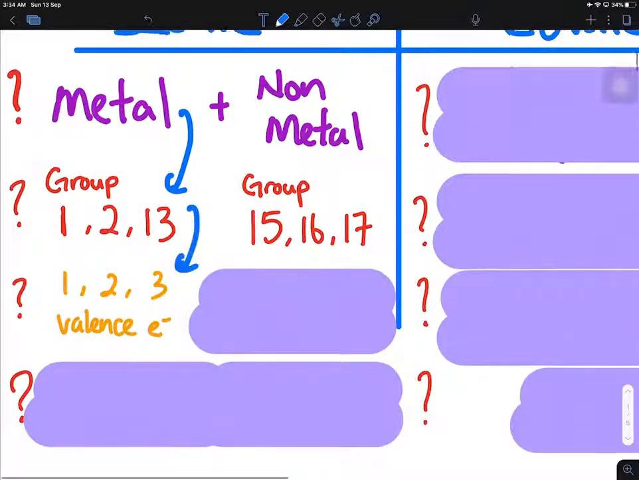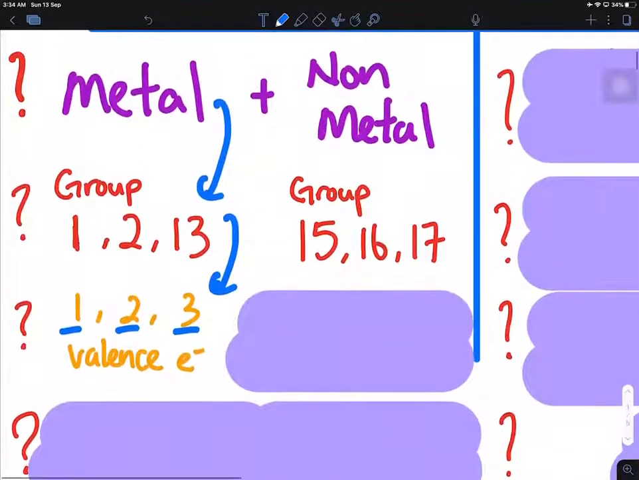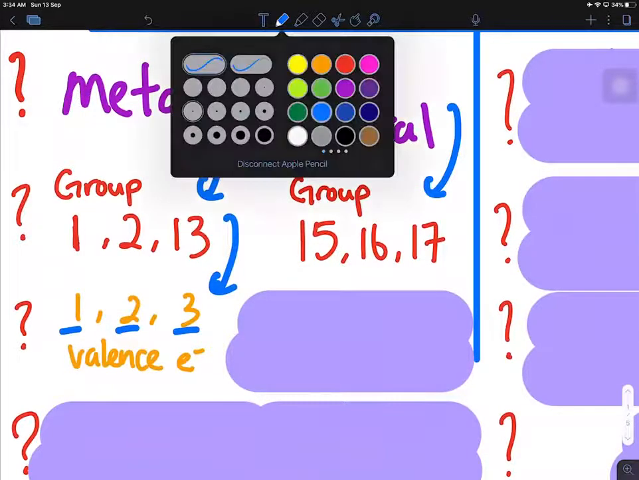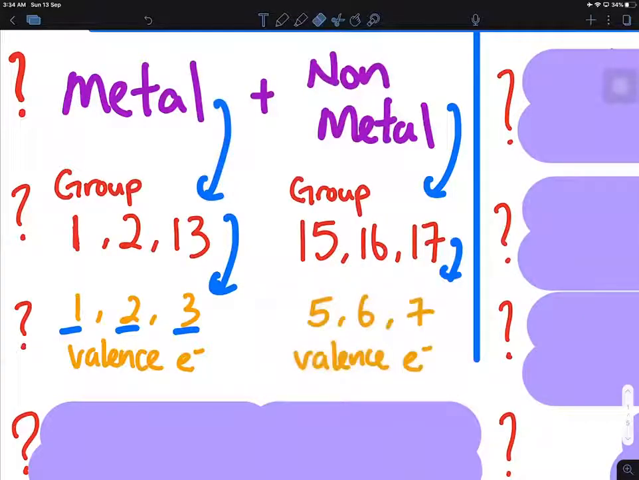We check the valence electron. So group 1 has 1 valence electron, group 2 has 2 valence electrons, group 13 has 3 valence electrons. So we use valence electron. It will be the same for the non-metal. How do I know where the non-metal comes from? 15, 16, 17. How do I know whether a substance given is from group 15, 16, or 17 or not? Valence electron, 5, 6, 7. Okay?